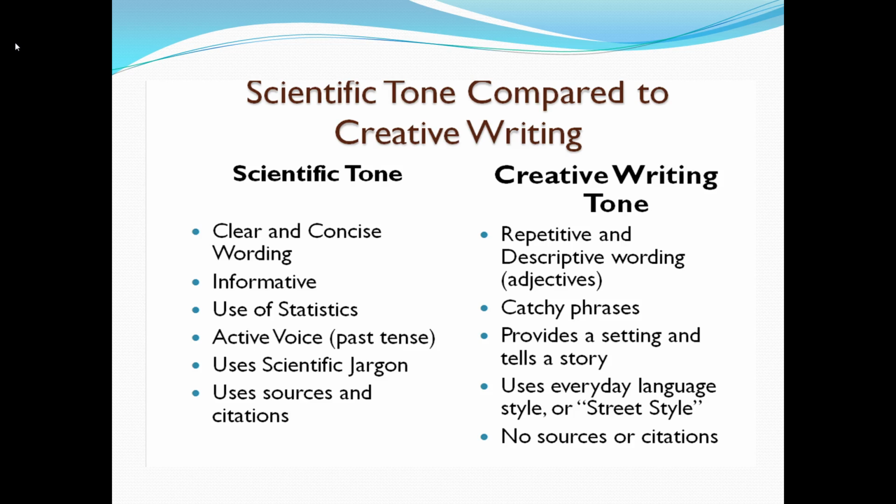We want to try and use statistics to support the problem. We want to write in active voice. Okay, active voice is past tense, and it's subject, verb, object. Okay, and we'll go over some of this a little bit later on. You use sources and citations, and in the next 2 weeks you'll be receiving an APA tutorial on APA style in-text citations and APA style references. So just be thinking about these scientific tone factors when you're writing. Keep that in mind.